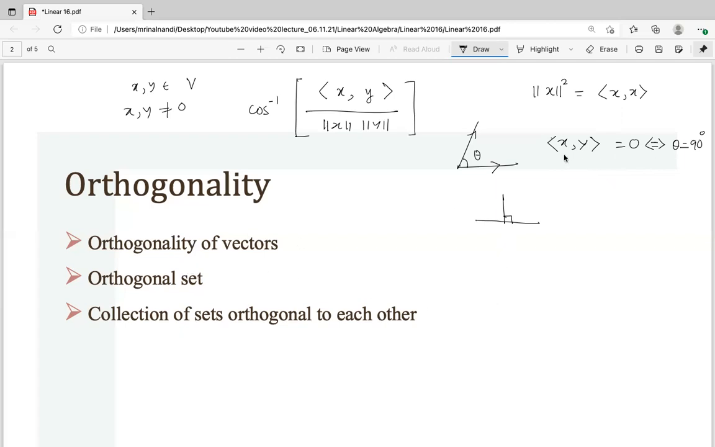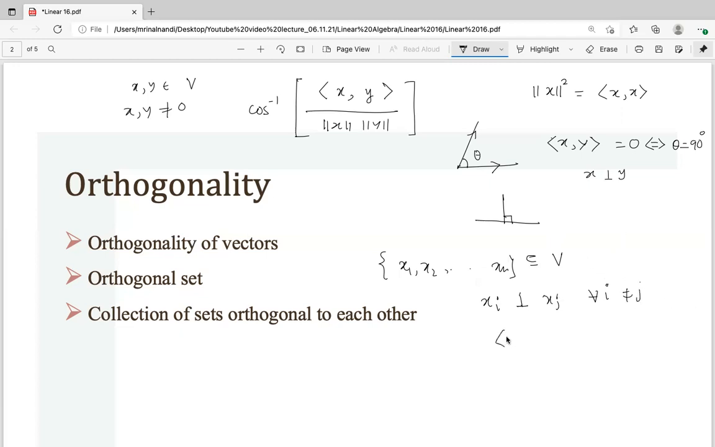So if x and y are two vectors such that the inner product of x and y is 0, then they are called orthogonal vectors, orthogonal to each other. So x and y are orthogonal to each other. Now if there is a set x1, x2, and so on, a collection of some finite or maybe infinite set, then it is called an orthogonal set if xi is perpendicular to xj for all i not equal to j. By the way, if the inner product is 0, we write x perpendicular to y; sometimes it is called x is orthogonal to y or x perpendicular to y.